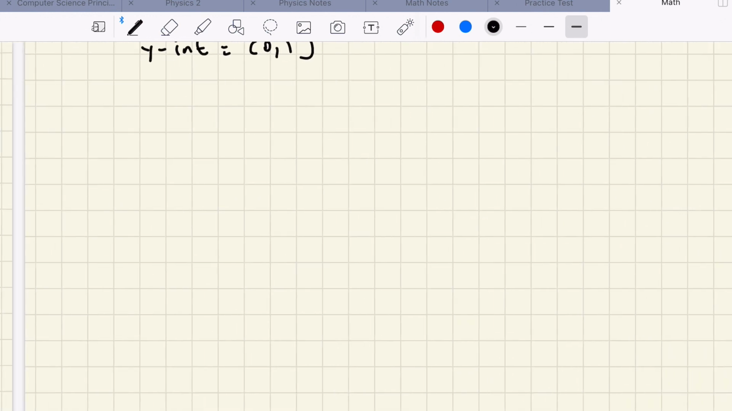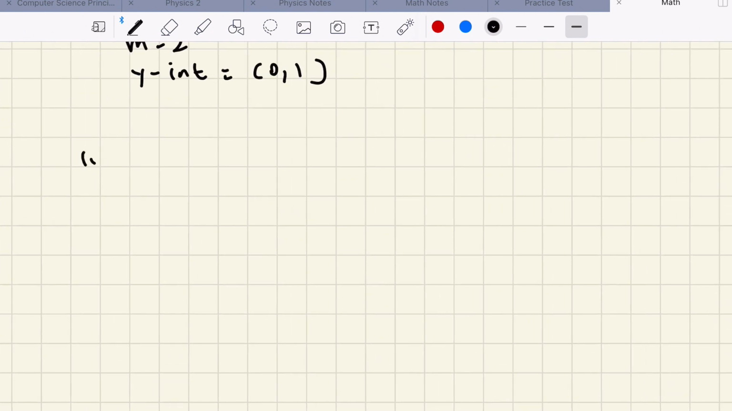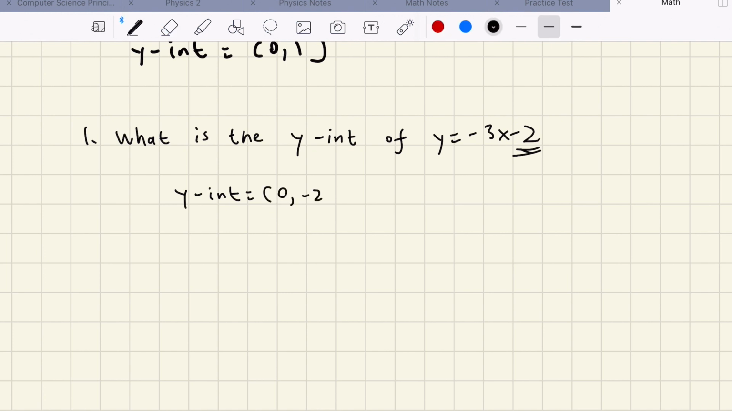Now this is quite an easy concept, so let's just do a few practice problems. What is the y-intercept of y equals negative 3x minus 2? Here, remember what we said about b being the y-intercept. Here, b is negative 2, so the y-intercept will be at (0, negative 2).